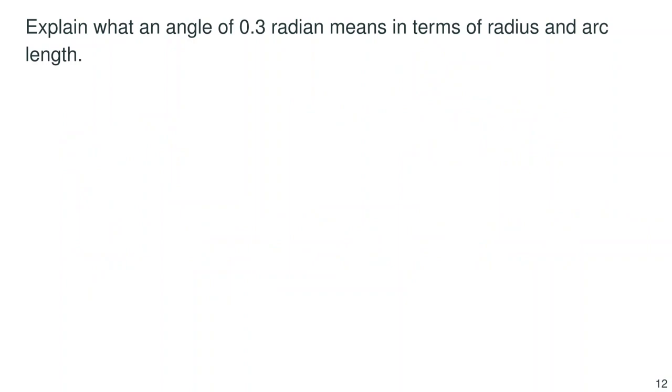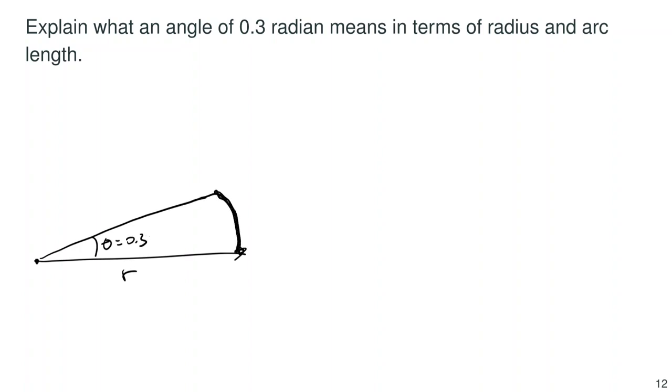Explain what an angle of 0.3 radian means in terms of radius and arc length. So let's do a quick sketch of this angle. Here's the standard position. Let's say we have this radius. This is radius of a circle. And 0.3 radian means that if this angle is 0.3 radian, that means that this arc length right here created by this angle is 0.3 times radius. We can do this 0.3 times the radius length.